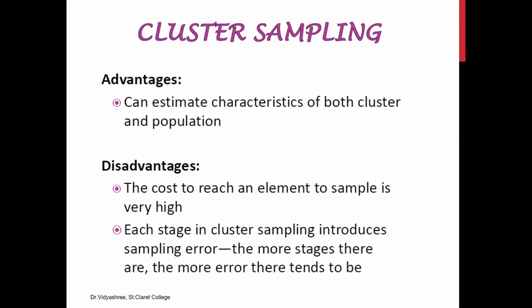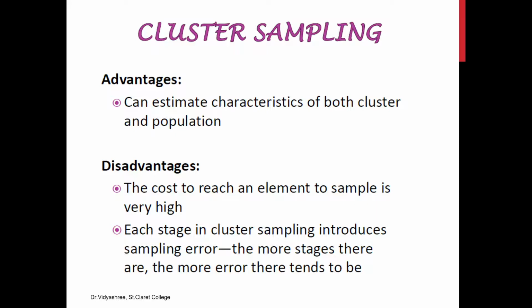The main advantage of this is that the researcher can estimate the characteristics of both the cluster as well as the population very easily, because when you select 2 clusters from the population, you're not going to leave out any single person from those clusters. The full, entire population from those 2 clusters will be studied. That's why it is helpful for the researcher to study both the cluster as well as the population.